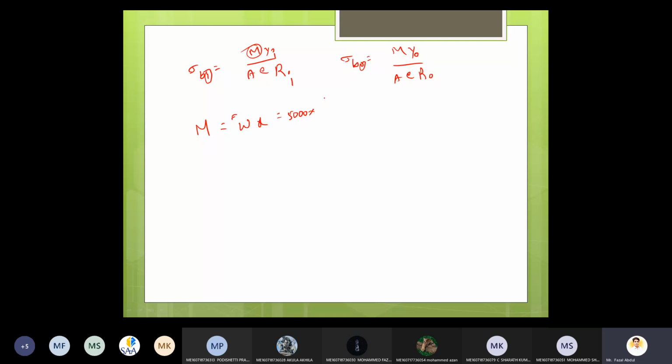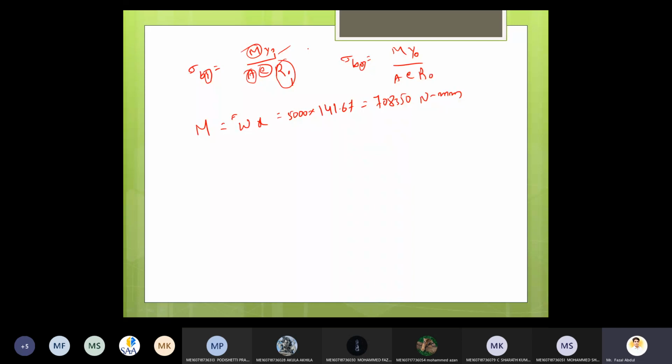X value, how much did we get? 141.67. So 5000 into 141.67, how much? 708350 Newton mm. Yi just now we calculated. Eccentricity also we calculated. Area also we calculated. Ri also question itself given. We didn't calculate, but the question has given Ri as 25.